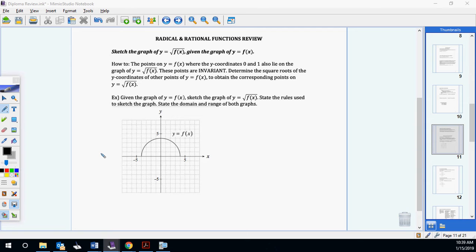Given the graph of f of x, sketch the graph of radical f of x. State the rules and sketch the domain and range for both. They give us the original, and we're going to sketch the radical graph. What's really important is we need to mark the invariant points now. This is invariant. That's invariant. This is invariant. This is invariant. That's 0 and 1.